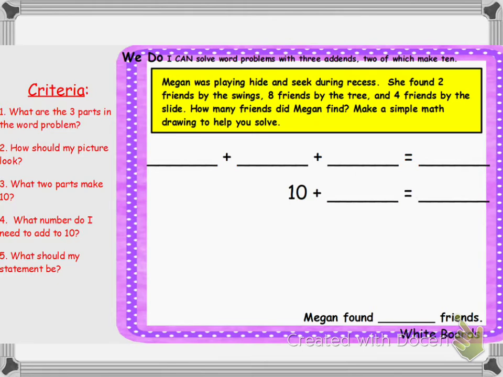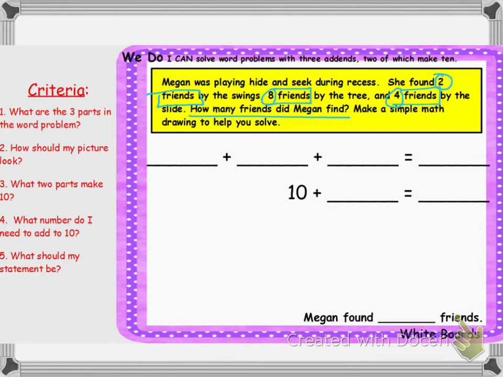All right, we'll read it again. Megan was playing hide and seek during recess. She found 2 friends by the swings, 8 friends by the tree, and 4 friends by the slide. How many friends did Megan find? Alrighty, I'm going to read it again and watch. I'm going to do cues as I'm doing it. Megan was playing hide and seek during recess. She found 2 friends by the swings, 8 friends by the tree, and 4 friends by the slide. How many friends did Megan find?